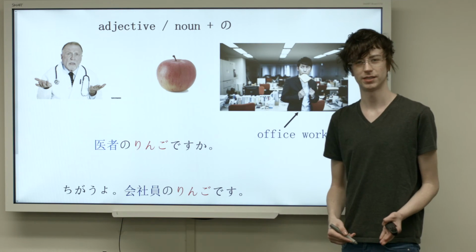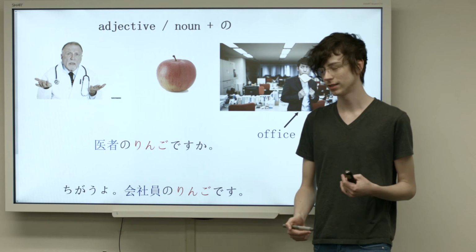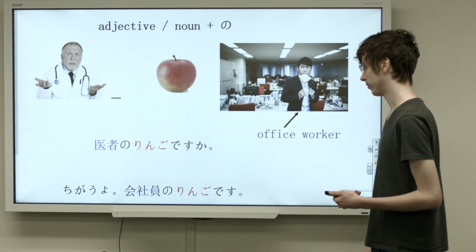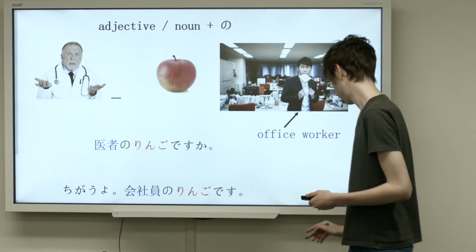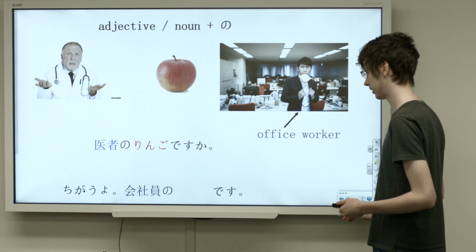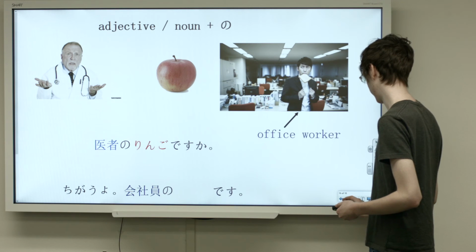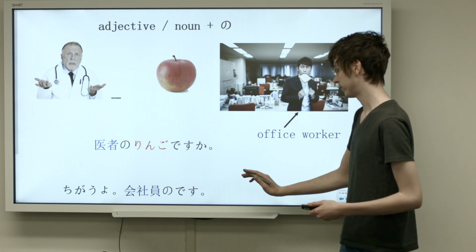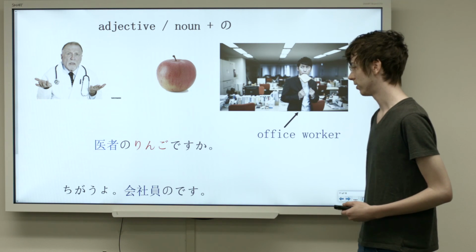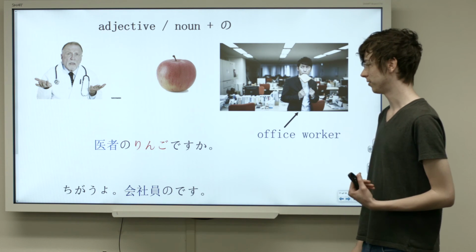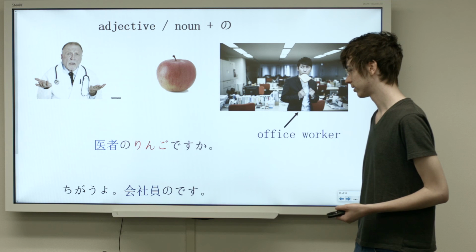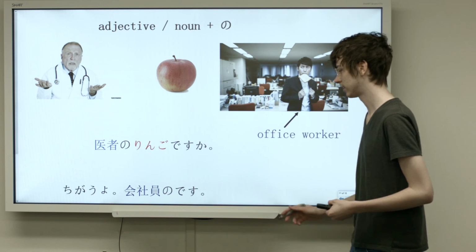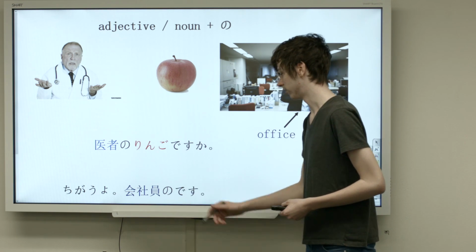But can't we do something else to make it a little more simple and condensed, right? What about removing the object completely? Right, ringo. In that case, you can just eliminate it and put it all together. So the question and answer together would be Isha no ringo desu ka? Chigau yo. Kaisha-in no desu. It's the office employee's. No.